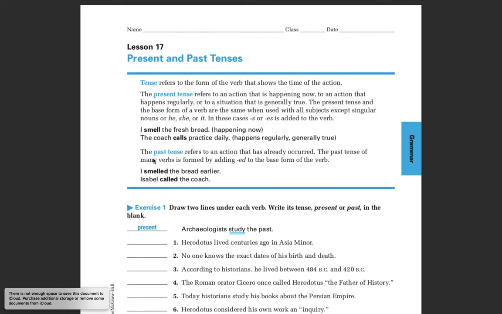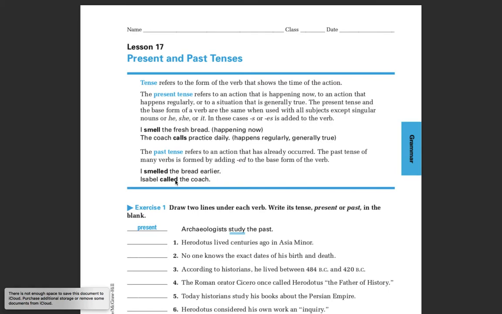The past tense refers to an action that has already occurred before in the past, 2 seconds ago, a while ago, yesterday, a year ago, or in 1998 or whatever. The past tense of many verbs is formed by adding ed to the base form of the verb. So there are two ways actually to form it. They did not mention the second way, but you guys are aware of it. We either add ed to the verb, just like this example here. I smelled the bread earlier. So we added ed to the verb. Another example is Isabel called the coach. We also added ed here to the verb to form the past tense.